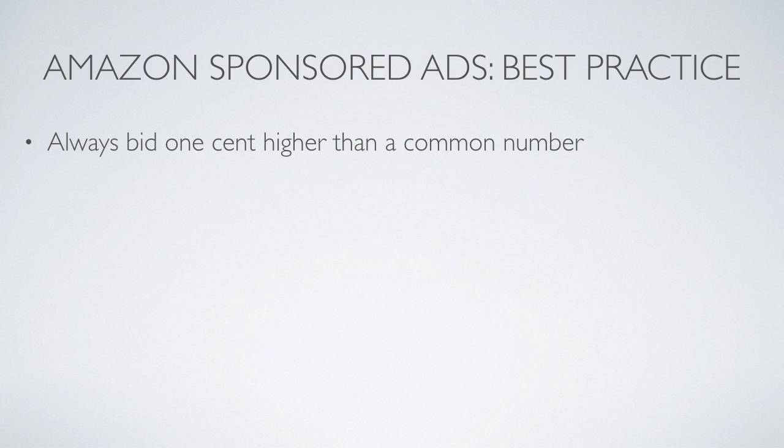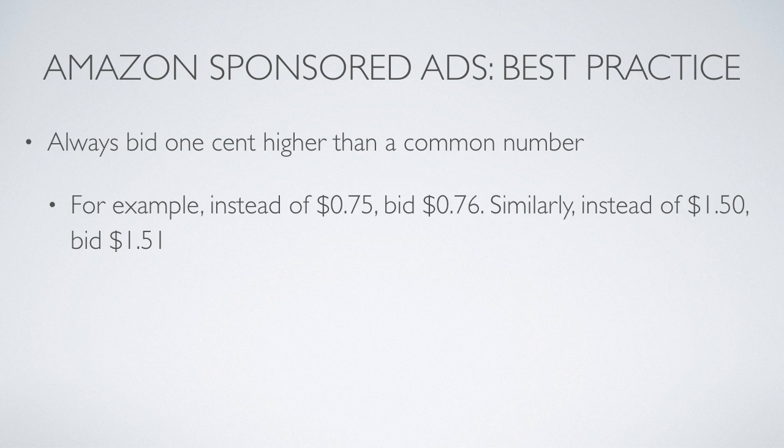So, Amazon sponsored ads best practice. You may have noticed on the previous two screens that when I talked about the bids for the first two automatic ad campaigns, the lower bid was 51 cents and the higher bid was $1.51. It wasn't 50 cents, and there's a reason behind that. Always bid 1 cent higher than a common number. So for example, if the bid was 75 cents, or if that's what you wanted to bid potentially, then don't bid 75 cents, rather bid 76 cents. Okay, similarly, instead of $1.50, you can bid $1.51.